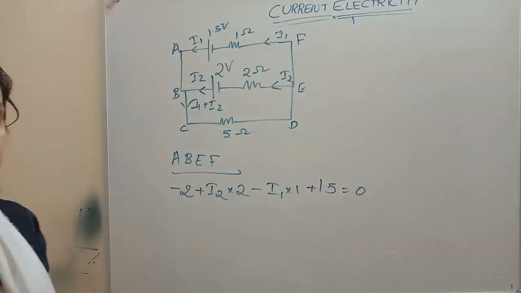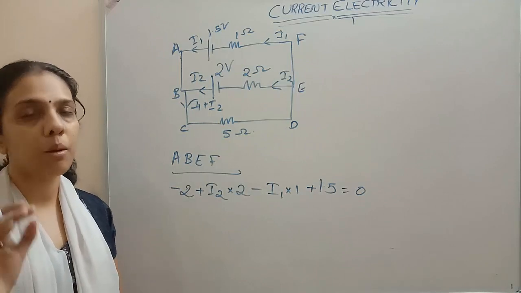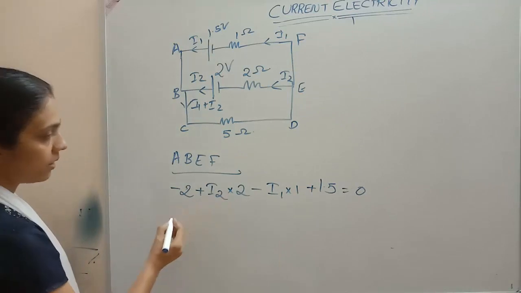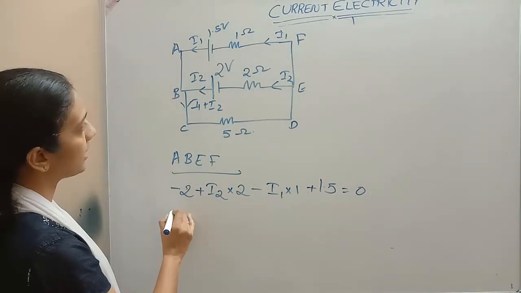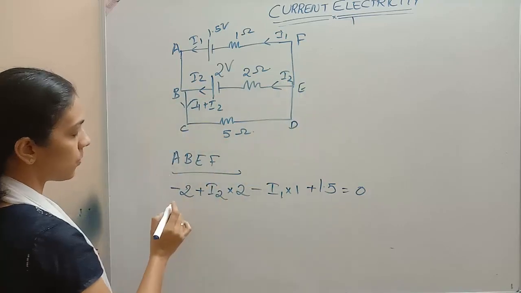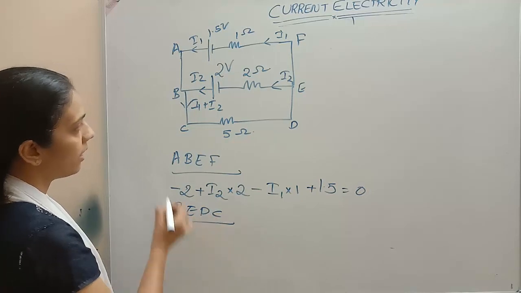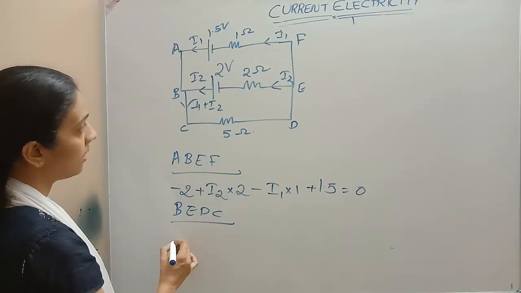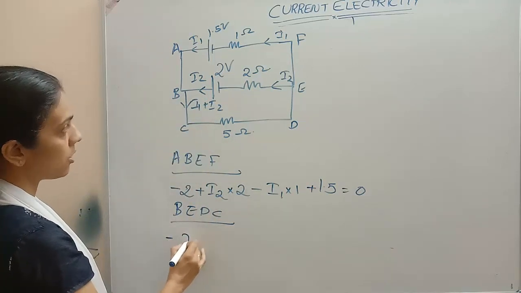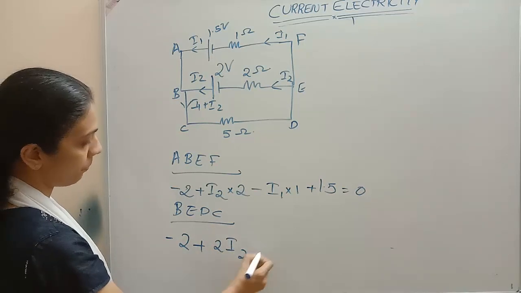Okay, so for better understanding, if you didn't watch yesterday's video about Kirchhoff's law, please watch it, and after that you can continue over here. Then the next one I am considering is this circuit, that is BEDC. Right, so in BEDC, first I am observing the positive terminal, so it is minus 2, moving opposite to the current, that is 2I2.